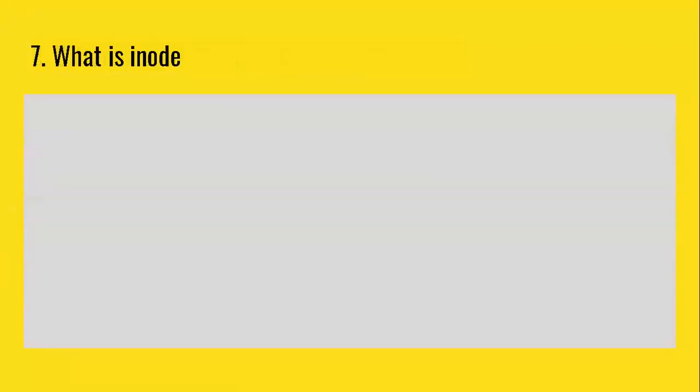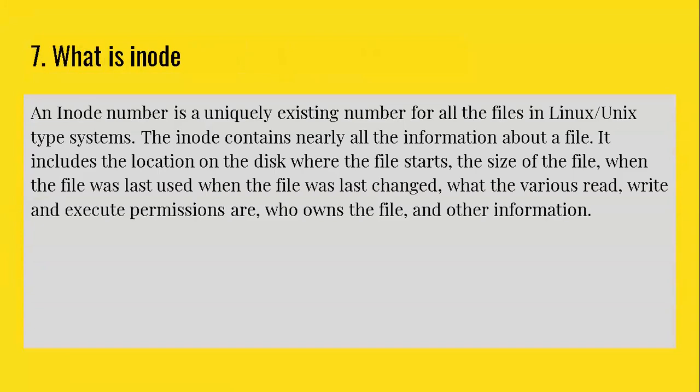What is the inode number? An inode number is a unique number for all the files in Linux and Unix type systems. The inode contains nearly all the information about a file. It includes the location on the disk where the file starts, the size of the file, when the file was last used, and when the file was last changed.